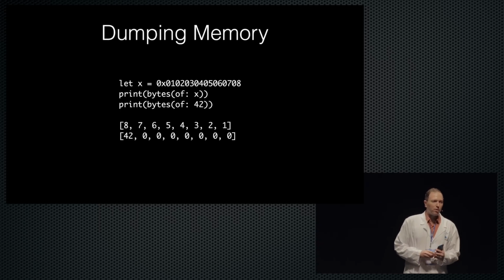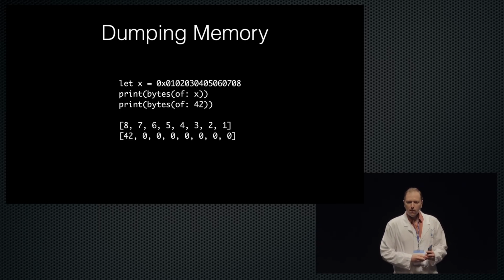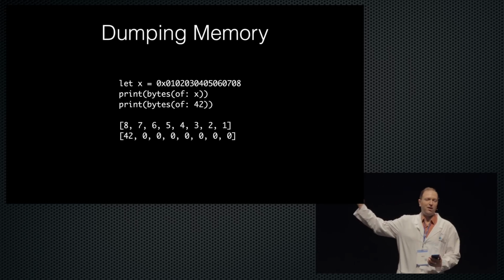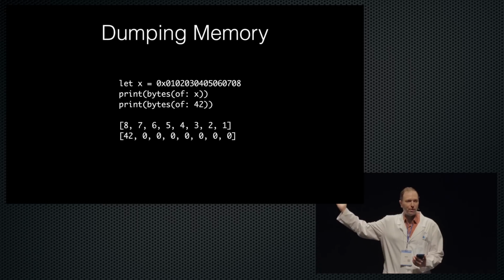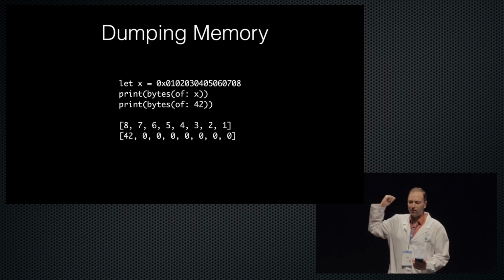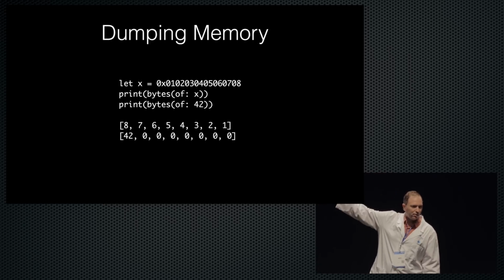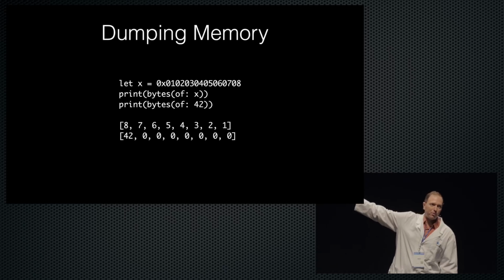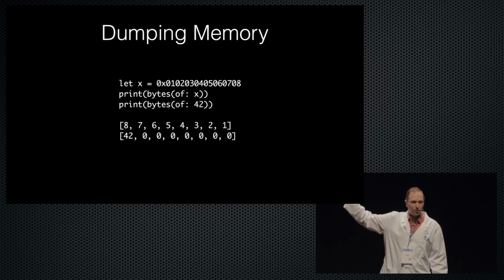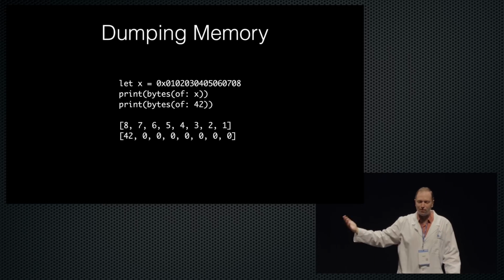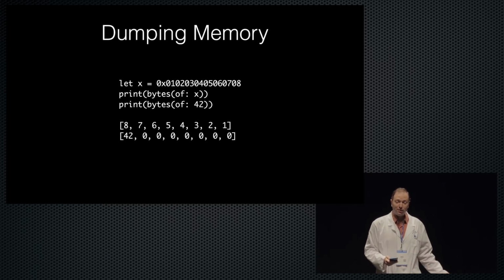So, a real quick demo of what this produces. I created a variable that contains 1, 2, 3, 4, 5, 6, 7, 8, and then I just dumped out 42, and if I print these things, I get these results here. You can see the first one prints out exactly what we saw, except it's backwards, because remember, modern systems tend to do things backwards, so it prints out 8, 7, 6, 5, 4, 3, 2, 1, 0, and then 42 comes out as 42 with a bunch of zeros after it, because it's a 64-bit integer.